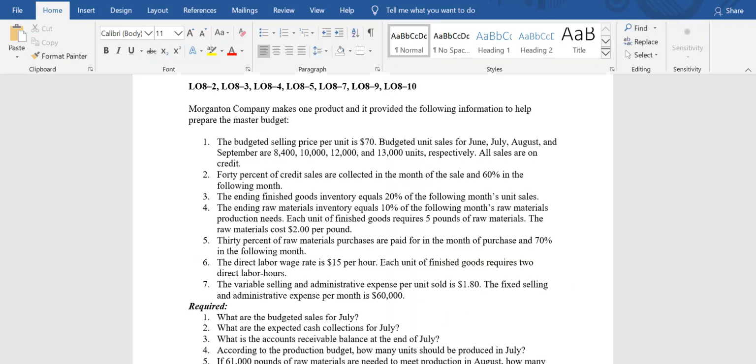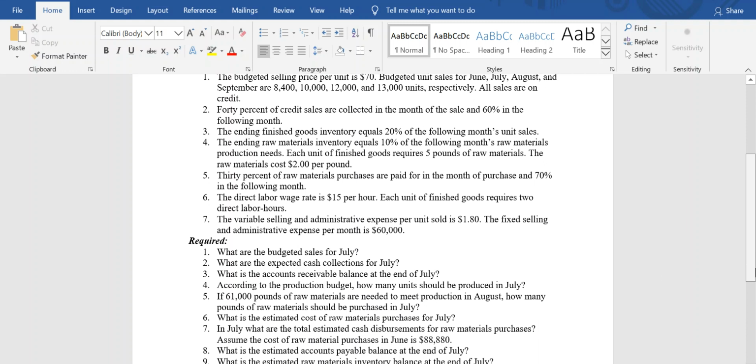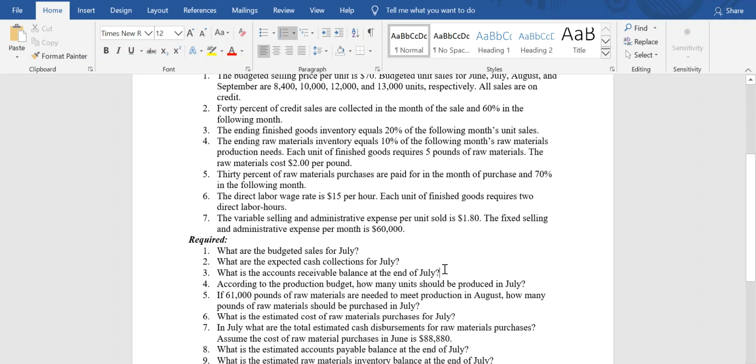Then for number three in the problem, they're asking us, what is the accounts receivable balance at the end of July? This is just like what we did in class, and many of you were quite onto this. You understood exactly what we were talking about. With number three, it's just what we did not collect yet.